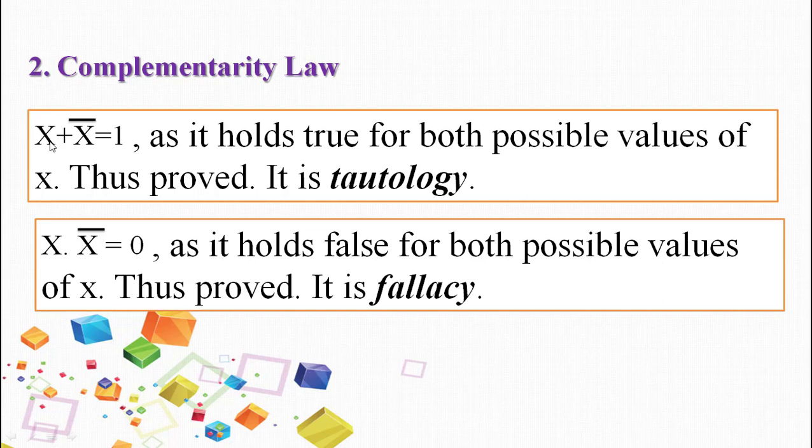So as you know, x plus x bar is equal to 1, and it holds true for both the possible values or combinations that we have. Thus it is proved, and it is a tautology because the result of the Boolean expression is always 1. Tautology says that for any possible combination of input values, the output will always be 1. So always 1 will give you a tautology.